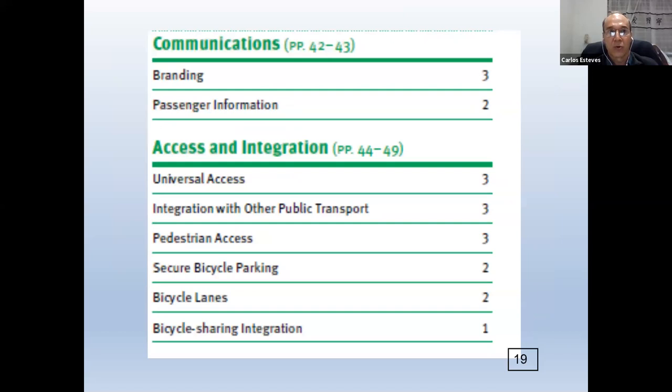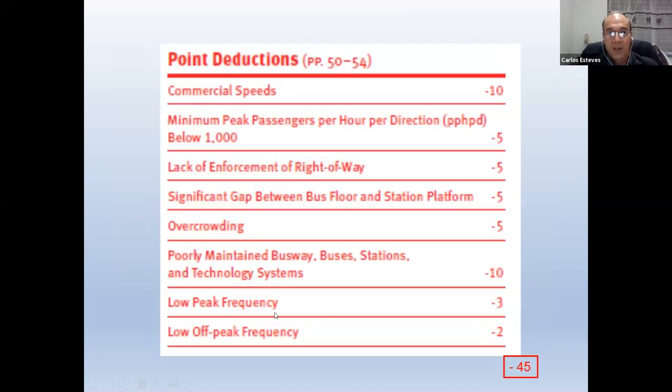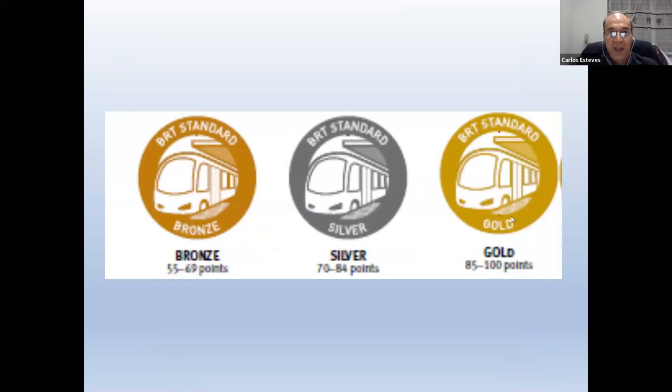Along the way, you also have point deductions. So if you have low frequency of buses in the off-peak, you can lose points. So it's almost like a Monopoly game. You can win points and you can lose points depending how effective your services and your system is. And of course, everybody wants a gold. We've had the Olympics. Well, we all aim for gold. And it's quite a sophisticated system that attains a gold. But you can see that the minimum is bronze. And since 20 is where you start a BRT, between having a BRT and scoring a bronze, there's quite a large section.